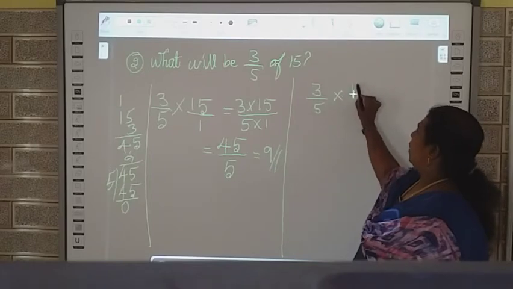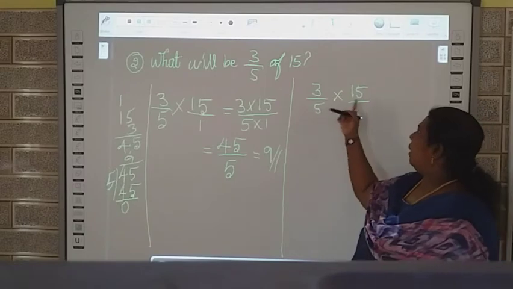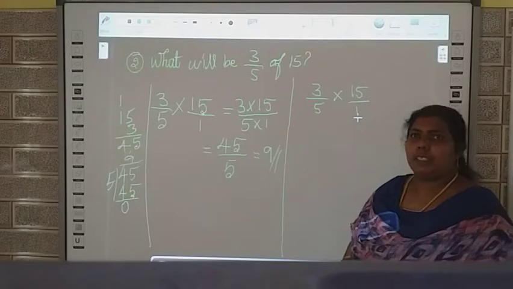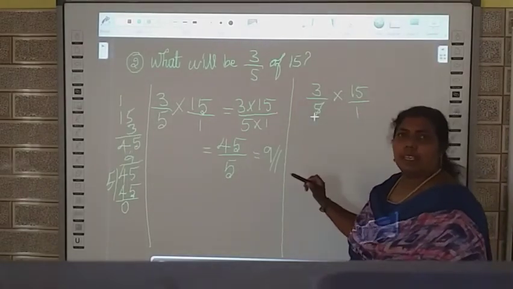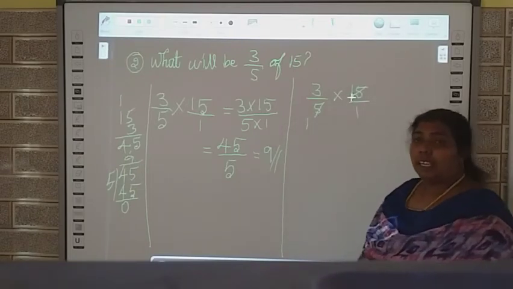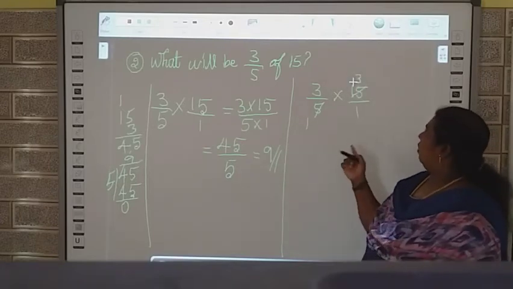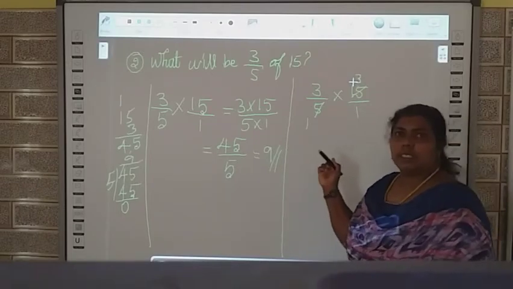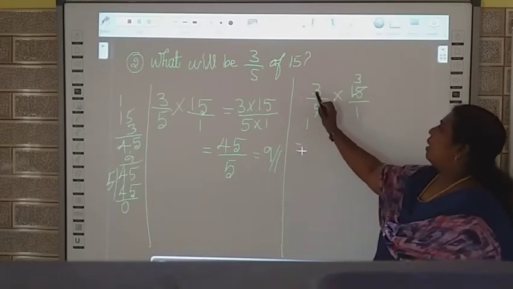Into 15 by 1. You can multiply. Now you check the numerator and the denominator, this 5 and 5. The 15 is a multiple of 5, isn't it? So what do we have to do? We can reduce it. How? We can use the fifth table here. Fifth table 1 time. Here fifth table how many times? 3 times. Then hereafter is there any common multiple? No. Hereafter we cannot reduce, isn't it? So what do we have to do? Next step is to multiply as usual.